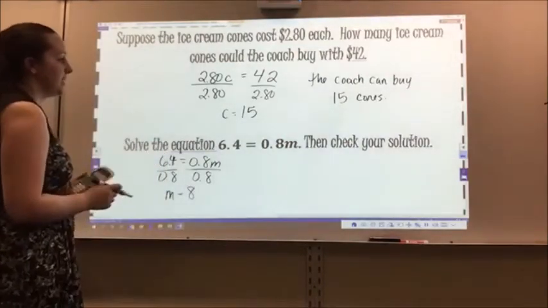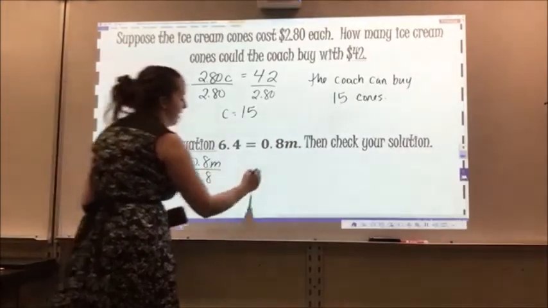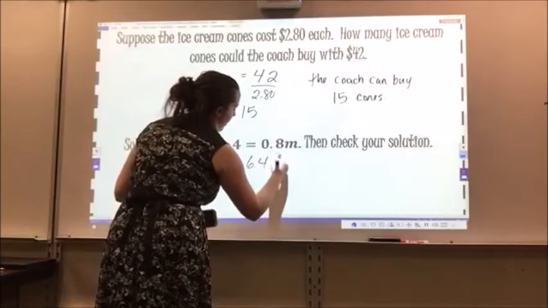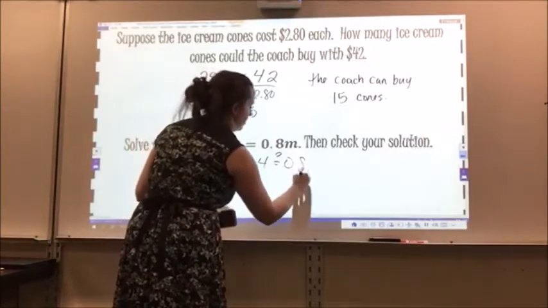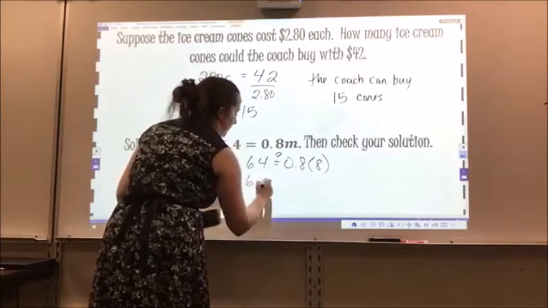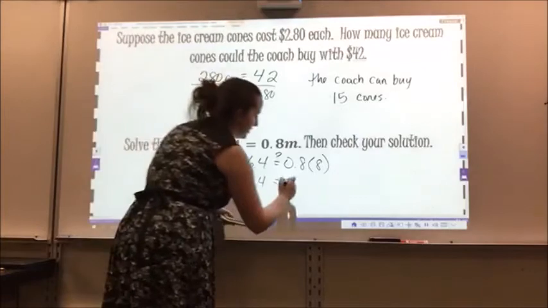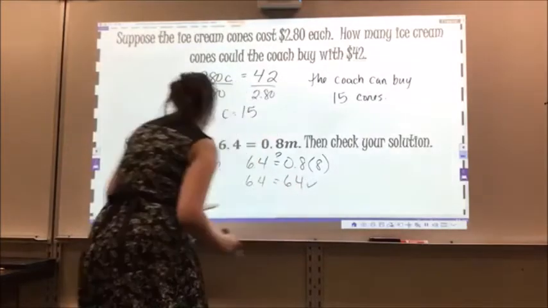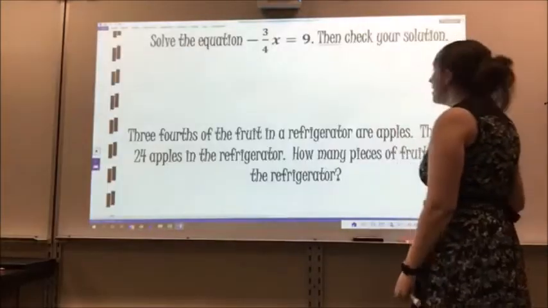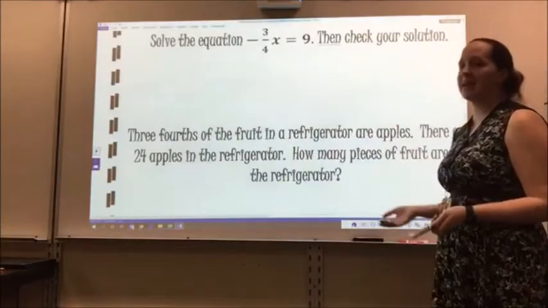Okay. Then it said I need to check my solution, so I substitute the 8 back in for m. 0.8 times 8, and I want to know if this equals 6.4. 0.8 times 8 does give me 6.4. So we are good. Alright, my next try problem says solve the equation -3/4 x equals 9.